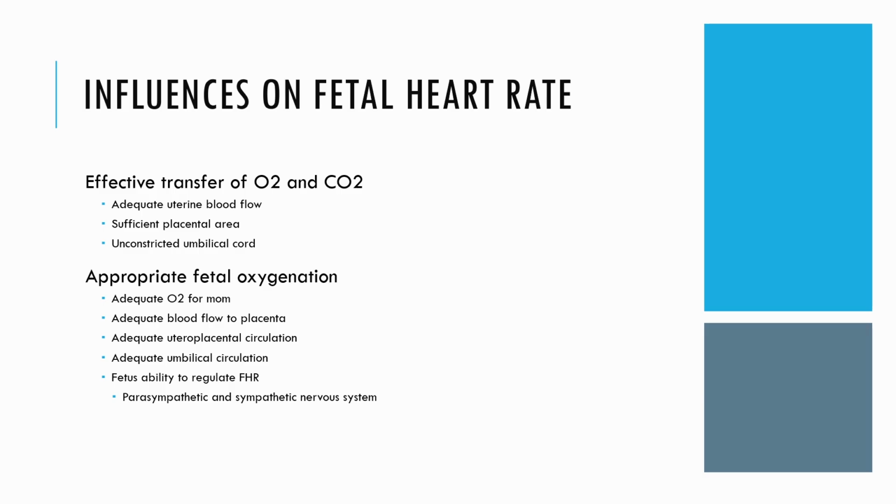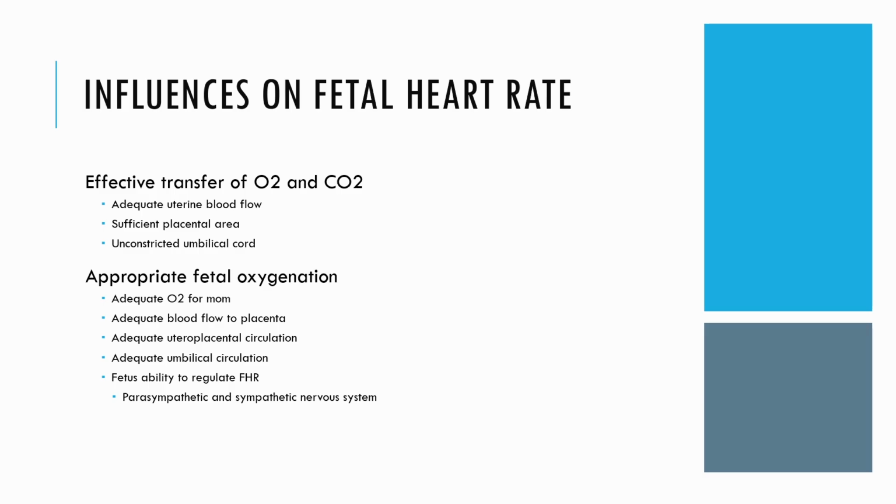So think of some reasons why maybe these would be affected. Adequate uterine blood flow, okay? Maybe mom has hypertension and her vessels are constricted, therefore we're not getting enough blood flow to her uterus. Maybe she's laying directly on her back or just got an epidural and her pressure tanks. We're not getting enough blood flow to her uterus. Sufficient placental area. Okay, so maybe we have a placental abruption going on where part of the placenta has come off. Maybe she's a smoker and it's killed off some of the placenta.